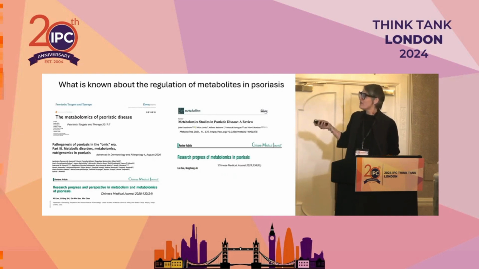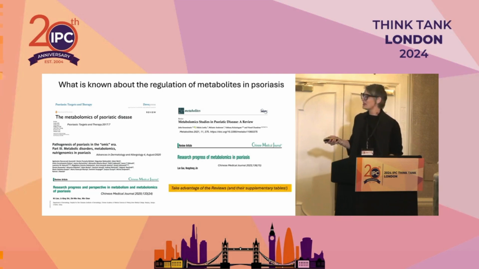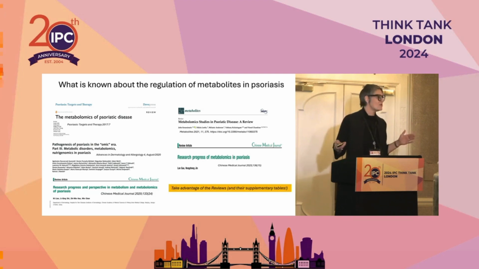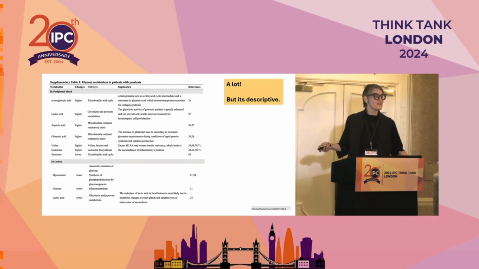These 5 review papers are in somewhat obscure journals, but they are phenomenal. The reason why they're phenomenal is because they literally give you every single metabolite that's ever been observed to be changed in psoriasis: skin, urine, serum, plasma. The list is exhaustive. And it looks kind of like this. There is a lot of data, but it's all descriptive. So you'll get a list.